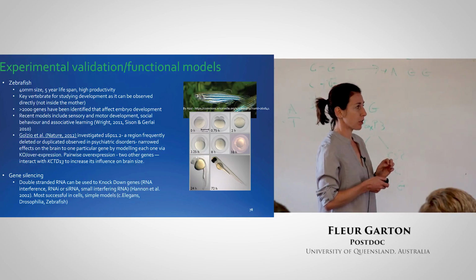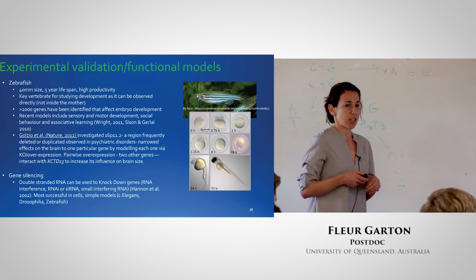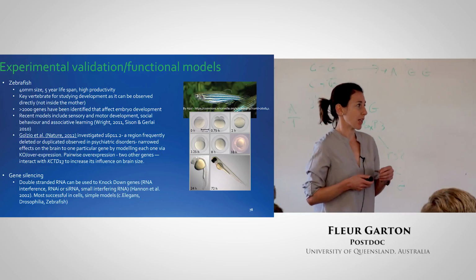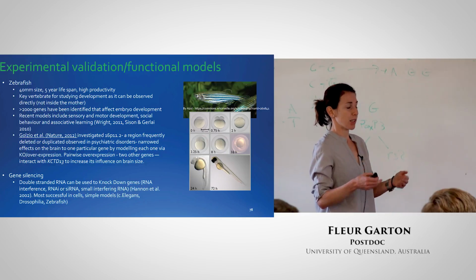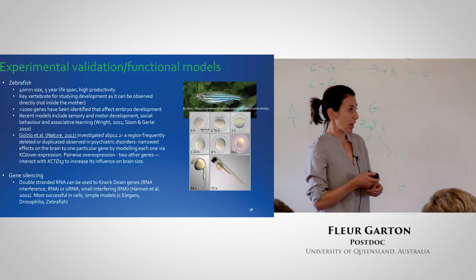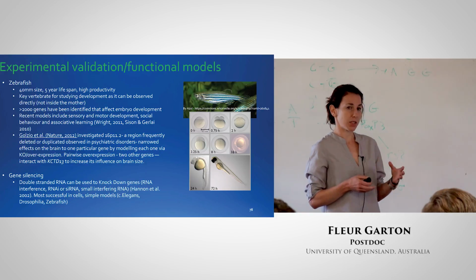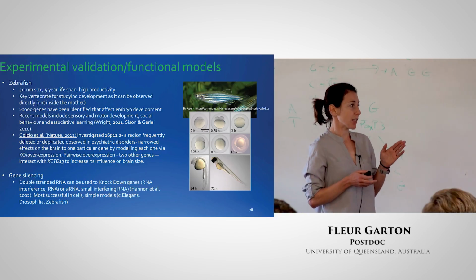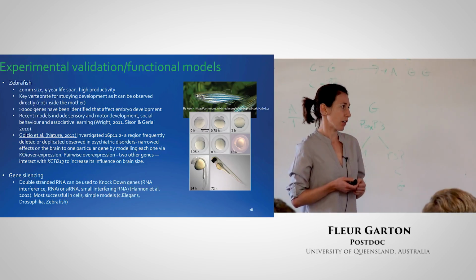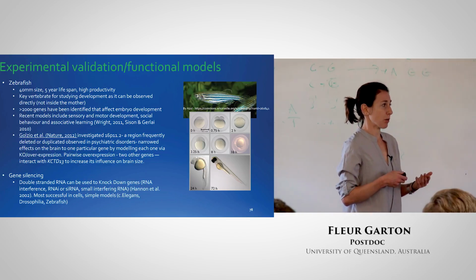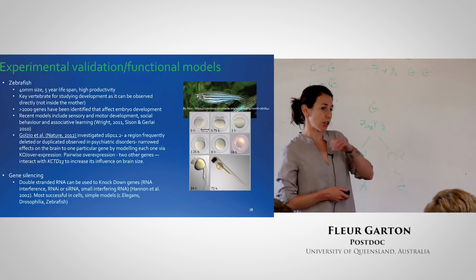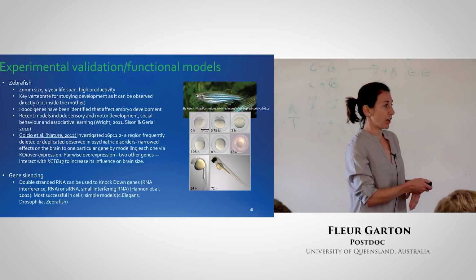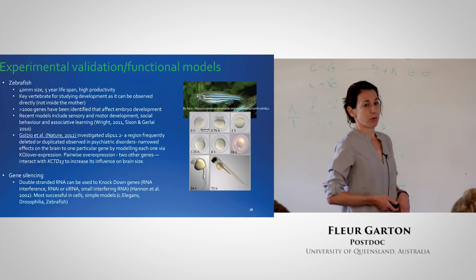It was published in 2012 in Nature, and what they did is they investigated a section on chromosome 16, which was a region that was really frequently deleted or observed to be duplicated in psychiatric disorders. And so they actually narrowed the effects on the brain to one particular gene in that region. The way they did that was they modelled each one via knockout and overexpression. They also did some pairwise overexpression experiments and found that there were 2 other genes that also interact with the gene they thought was having the largest effect, and that it could actually increase its influence on brain size.